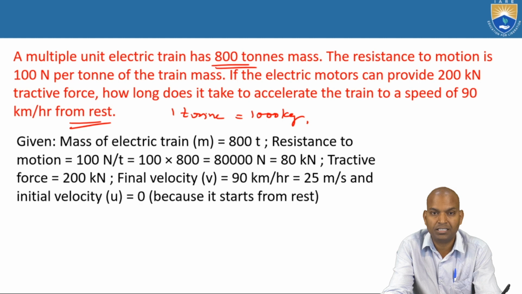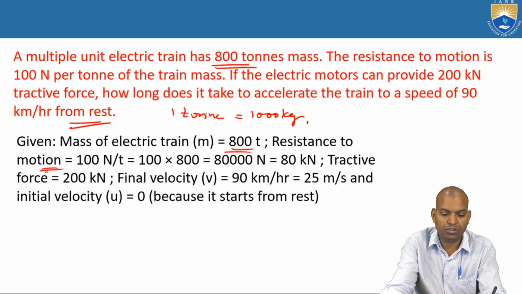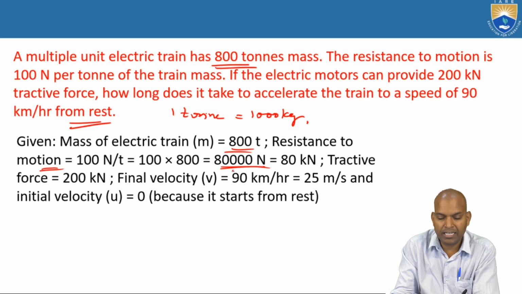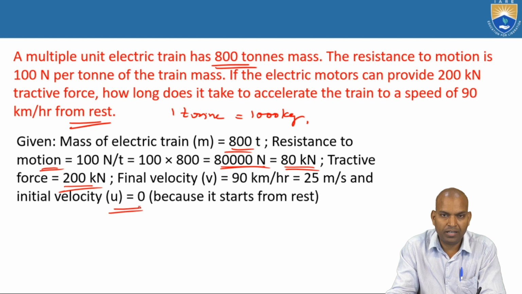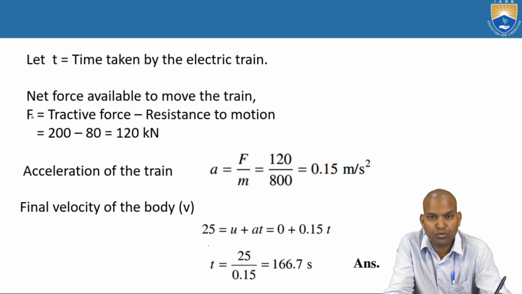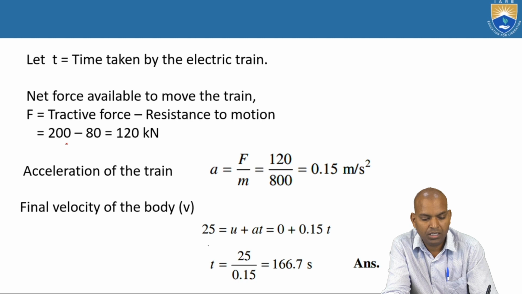What is the time? Now, 800 tons, resistance to motion 100 newtons per ton, that is 100 into 800, that is 80,000 newtons, that is 80 kilonewtons. Tractive force 200 kilonewtons. Final velocity V equal to 90 kmph, that is 25 meter per second, and initial velocity is 0. The net force available to move the train is tractive force minus resistance to motion, that is 200 minus 80, that is 120 kilonewtons.